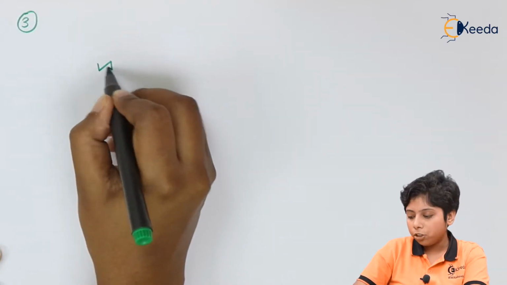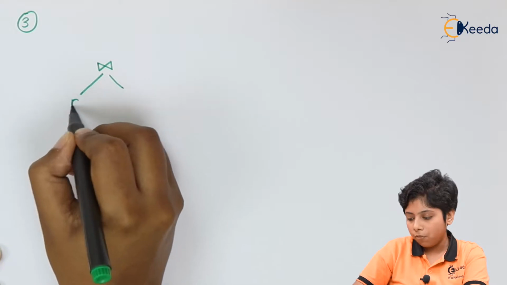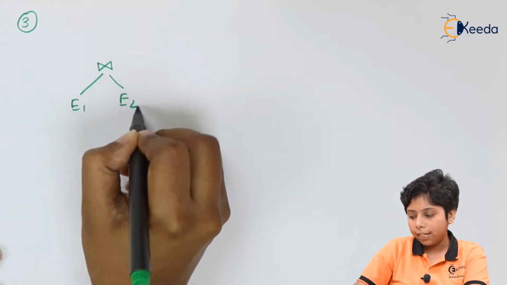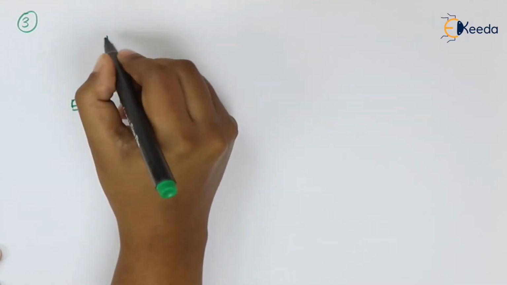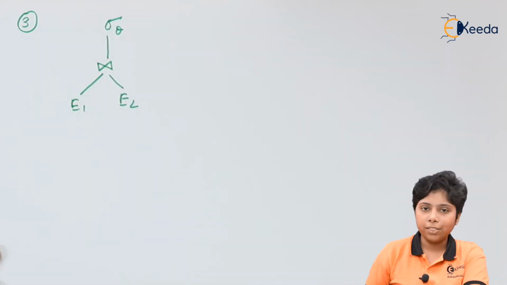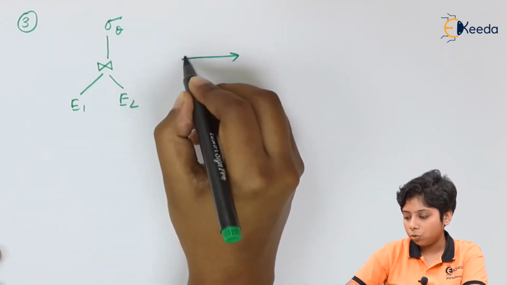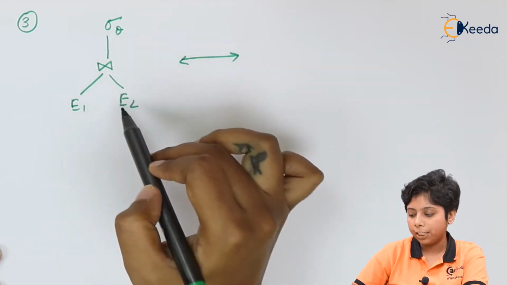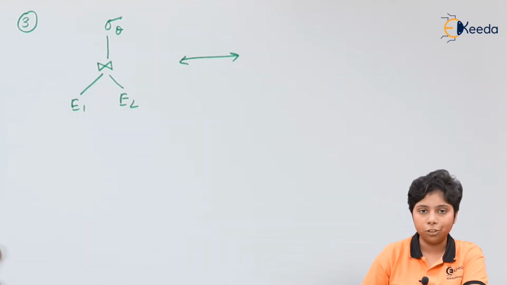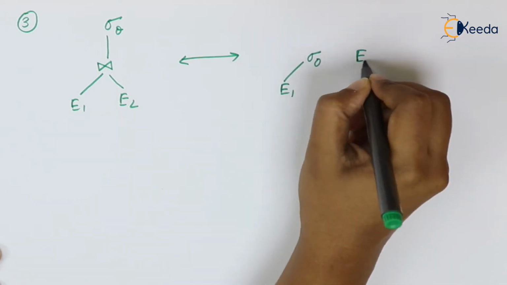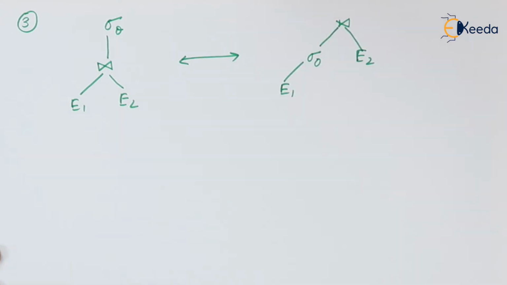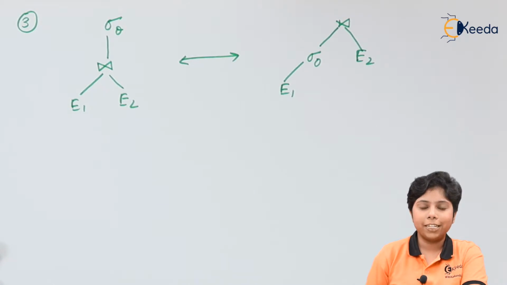Now if we join two relations E1 and E2 and then apply a selection or projection on the result, then it is equivalent to E1 having the selection first and then joined with E2. Now we will move to the next section with the equivalence rules other than these three.